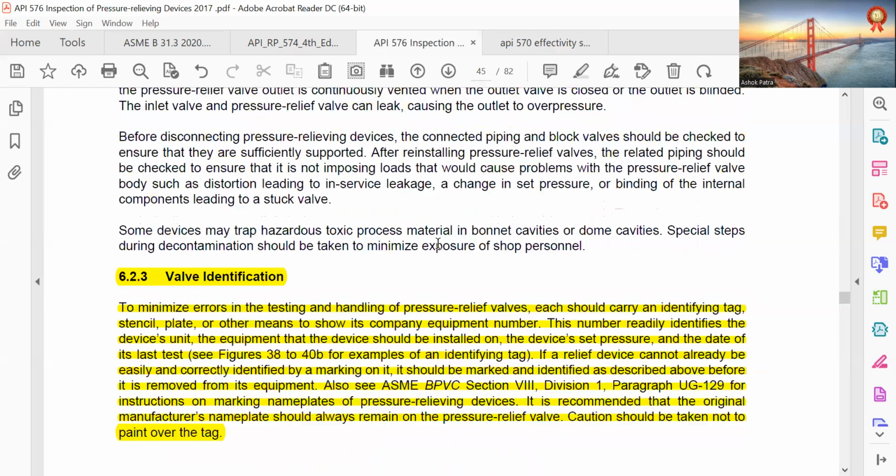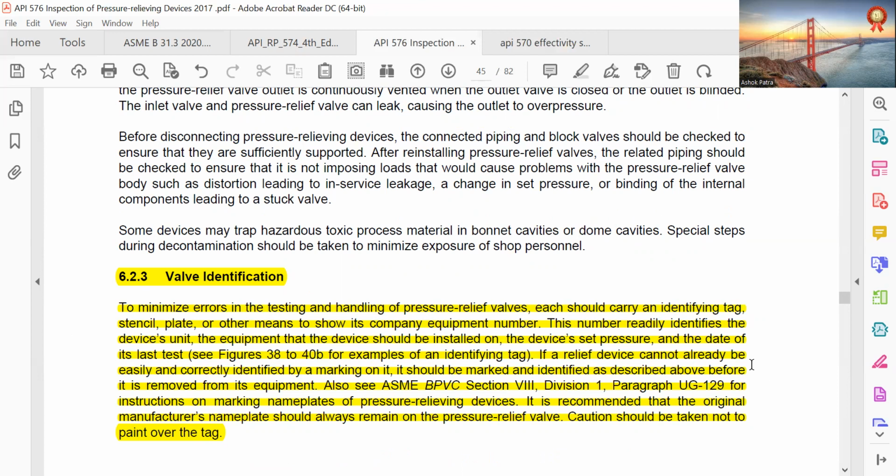6.3 Valve identification. To minimize errors in the testing and handling of pressure relief valves, each should carry an identifying tag, stencil plate, or other means to show its company equipment number. The number readily identifies the device unit. The equipment shall be identified, along with the equipment that the device should be installed on, the device set pressure, and the date of last test. Figure 3840b: examples of identifying tag.